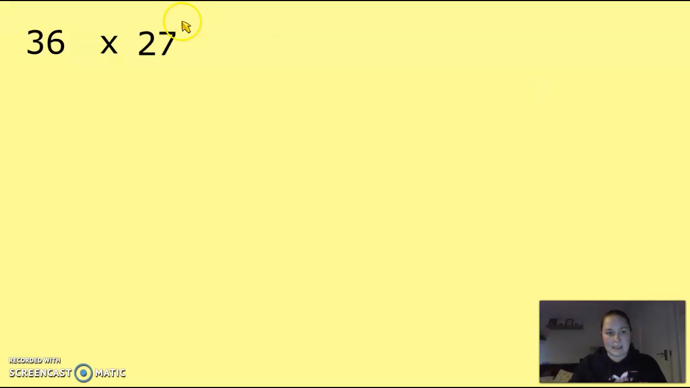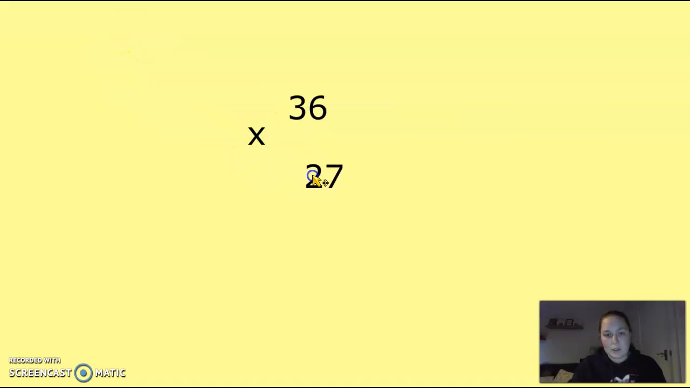So 36 times 27. We're going to line up in exactly the same way. Obviously now we've got a 2 digit by a 2 digit. So we're going to have 2 digits to line up. And when we do our answer, we're going to have 2 rows here. So we're going to first of all multiply our 36 by the 7. Okay, in exactly the same way that we just did. 6 times 7 is 42. The 2 there, carry the 4.